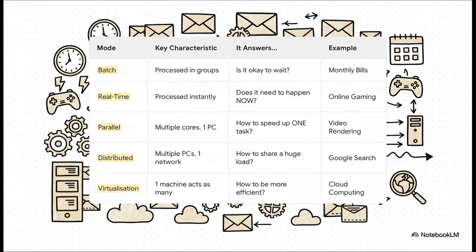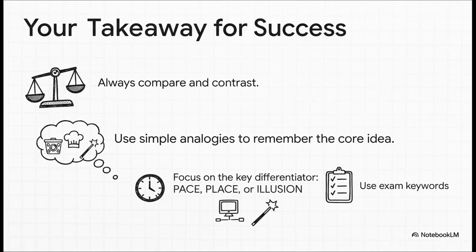asking for. So let's wrap this up with the winning strategy. First, and I'm going to say it again, always compare and contrast. Second, use those simple analogies, the laundry, the chefs, the magician, to lock the core idea in your brain. Third, really focus on the key differentiator. Is the main difference about pace, now versus later? Is it about place, one computer versus many? Or is it an illusion of hardware? And finally, make sure you pepper your answers with those important keywords that show you know your stuff.